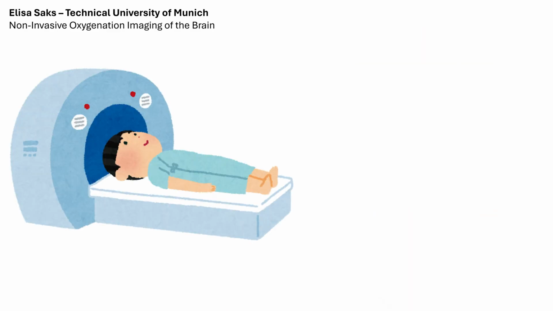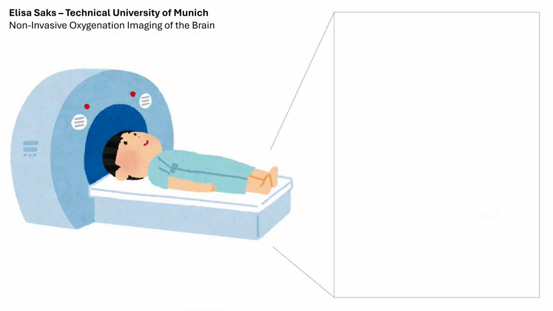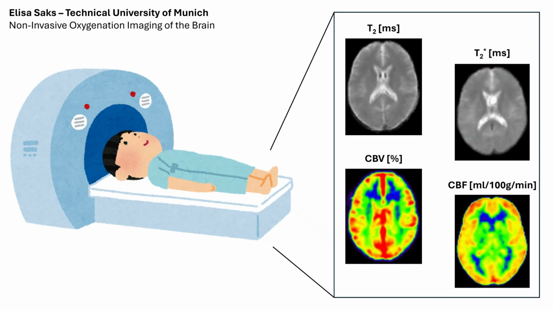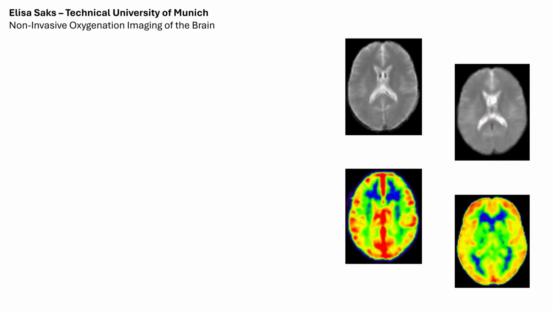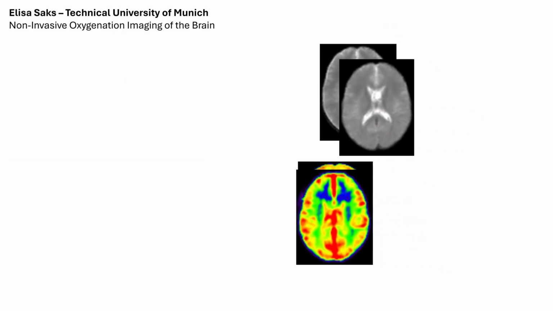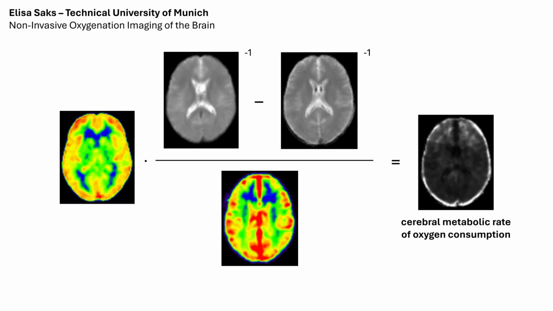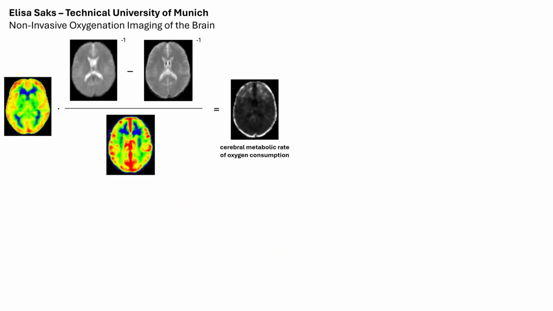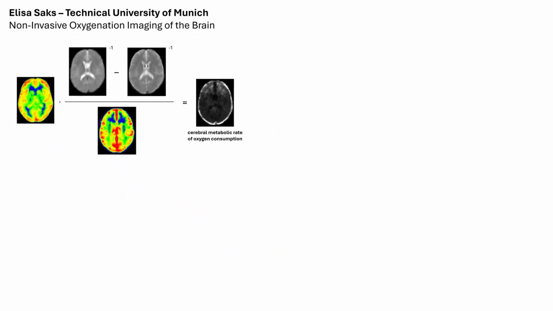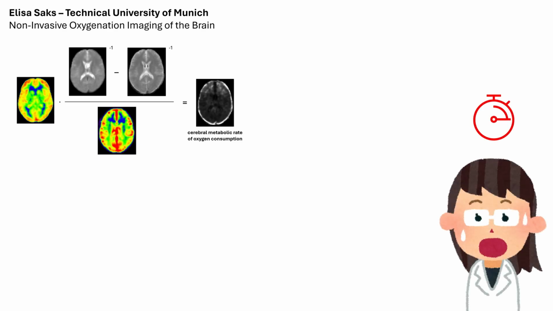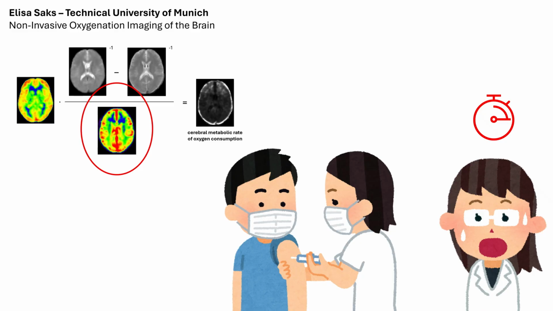However, doing that directly is tricky. So instead, we take 4 different types of brain MRI scans, each one showing a different layer of information. We then combine them using a special equation to calculate something new, a map that shows us how much oxygen each part of the brain is consuming. Well, the downside of this method is that taking all those scans takes quite a bit of time, which doctors are usually not too happy about, and one of them requires a contrast agent.